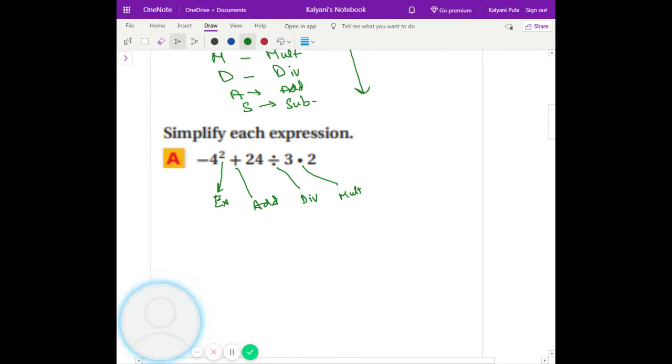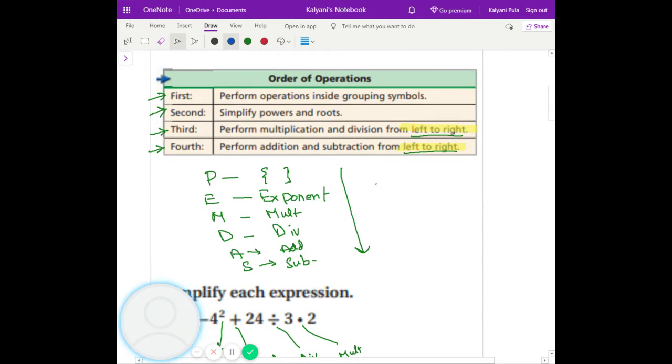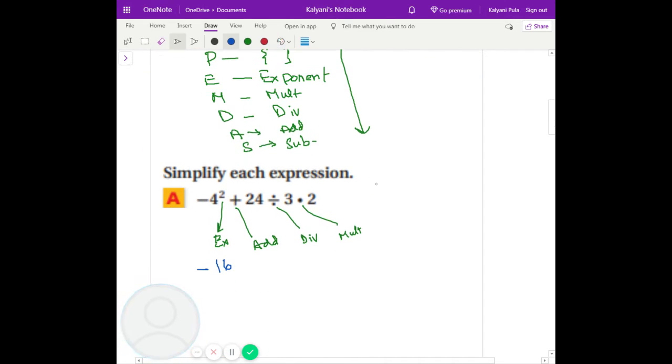Okay, so let's do the exponent. When I do the exponent first, the negative is outside, so I'm going to keep that. That's a 16, because 4 squared means 4 times 4. Then I look back again: divide and multiplication are next to each other. Divide here and then multiply here. Which one should I do first? Divide, because of left to right. I have to follow left to right, so I'm going to divide these two first.